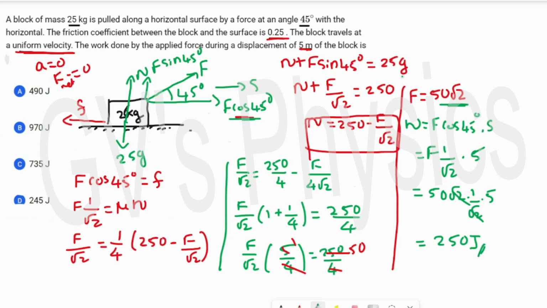In this question, I took g as 10, so I got the answer as 250. Suppose if you take g as 9.8, we'll get the correct answer, which is 245. So here I took an approximate value for g, that is 10, so I got an answer which is close to the right answer. Anyway, option D is the right answer.